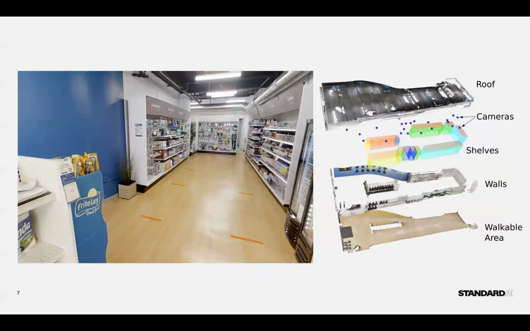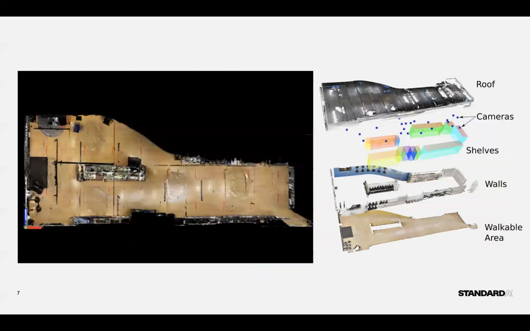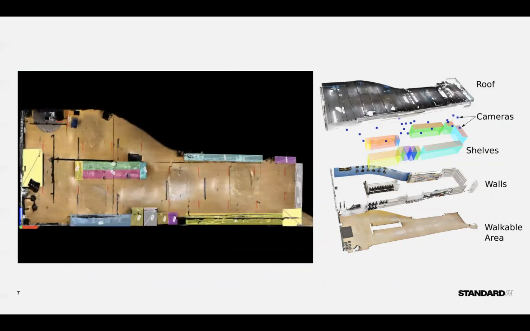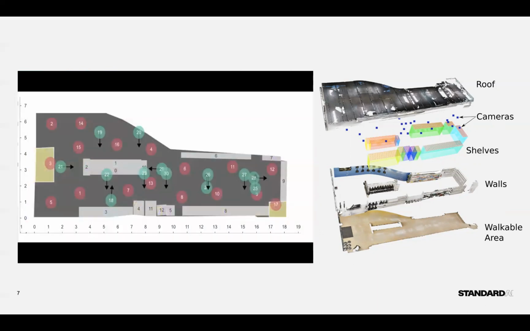Finally, here is a quick example of how our camera placement system ingests a point cloud of an environment, builds a 3D model with shelves, floor, and walls, and further utilizes the proposed optimization framework to come up with the optimal camera placement.